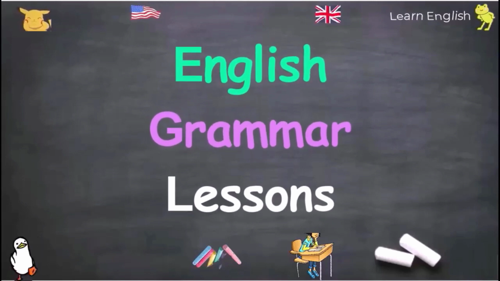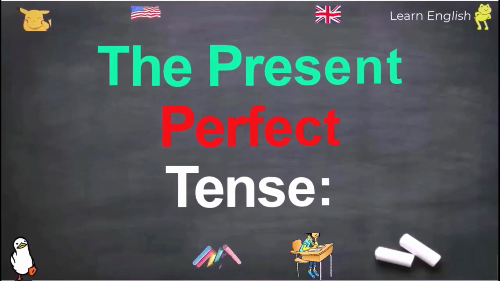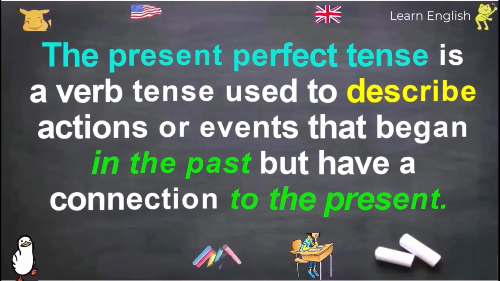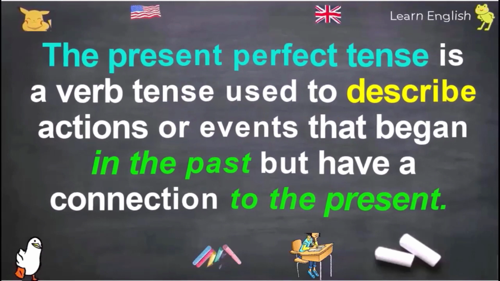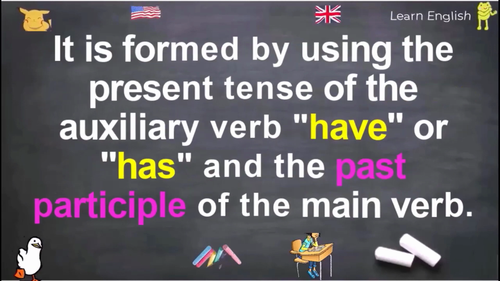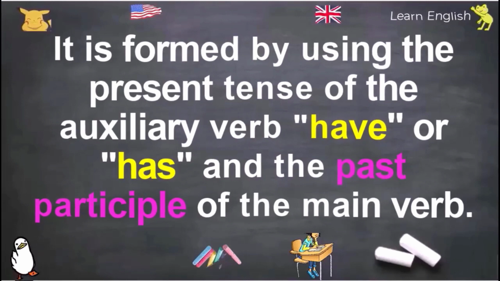English grammar lessons. The present perfect tense. The present perfect tense is a verb tense used to describe actions or events that began in the past but have a connection to the present. It is formed by using the present tense of the auxiliary verb have, or has, and the past participle of the main verb.